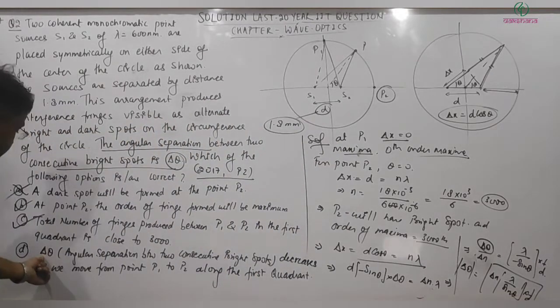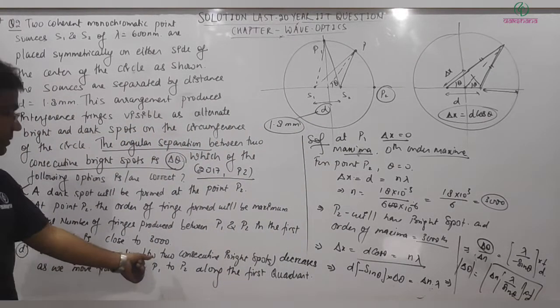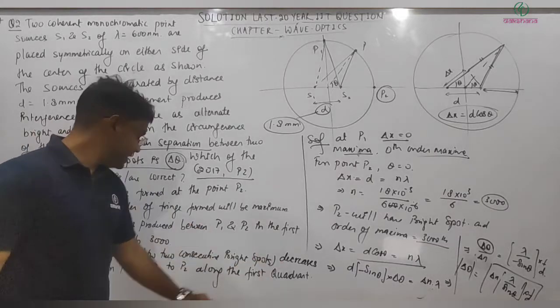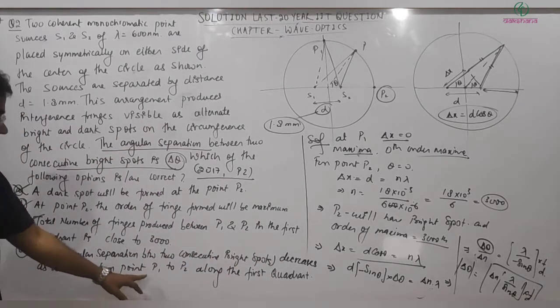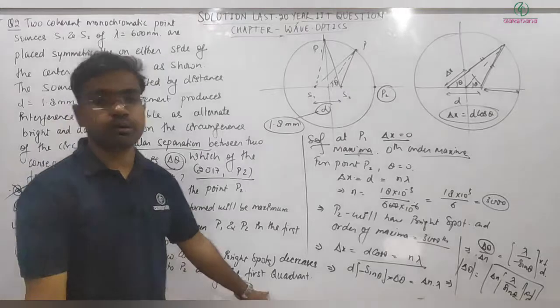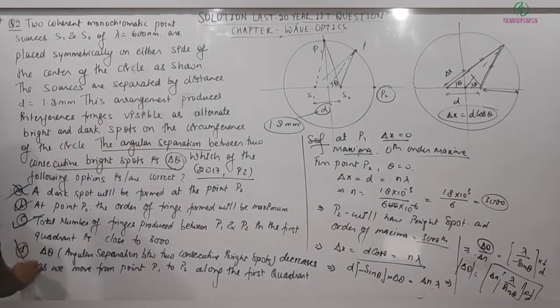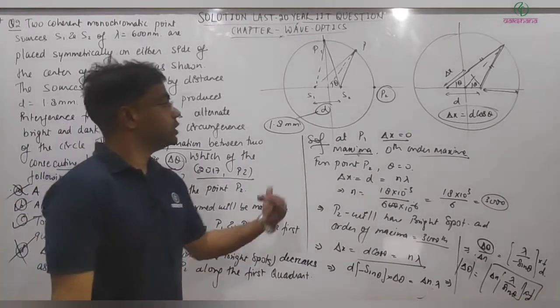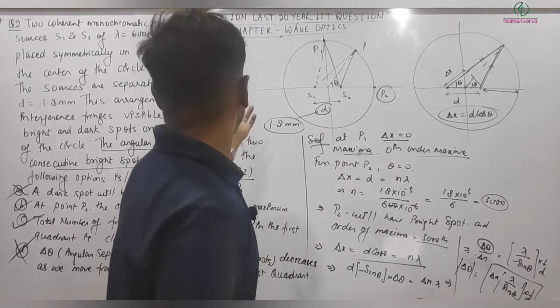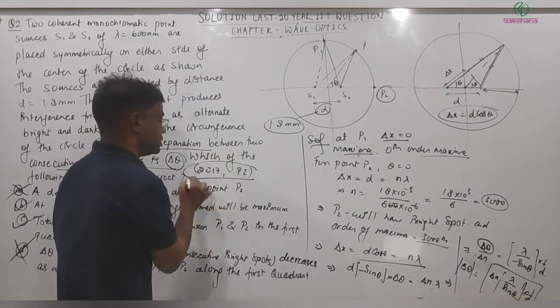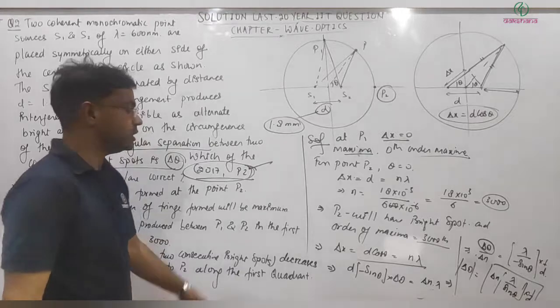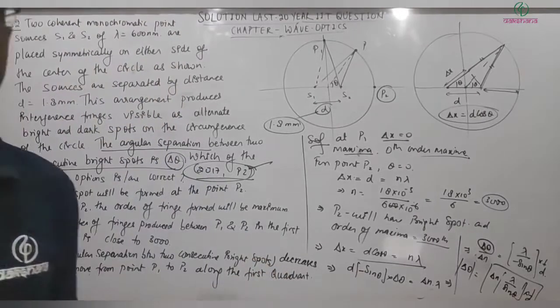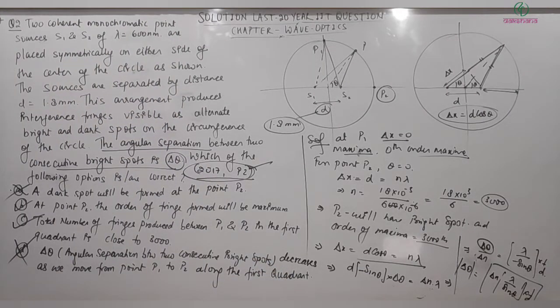The option says delta theta, the angular separation between two consecutive bright spots, decreases as we move from point P1 to P2 along the first quadrant. So this is also definitely a wrong statement. This is all about the problem, and it was asked in 2017 Advanced Paper 2. I hope you understood this concept and problem.